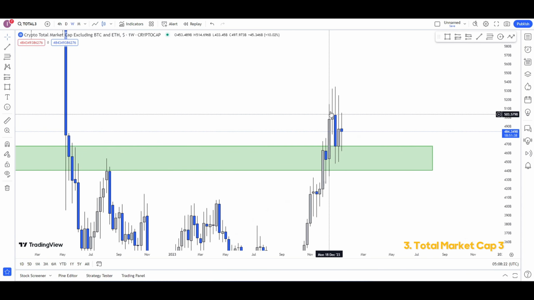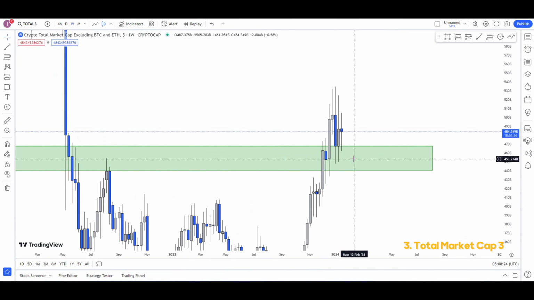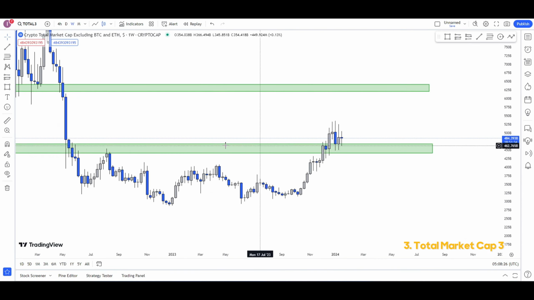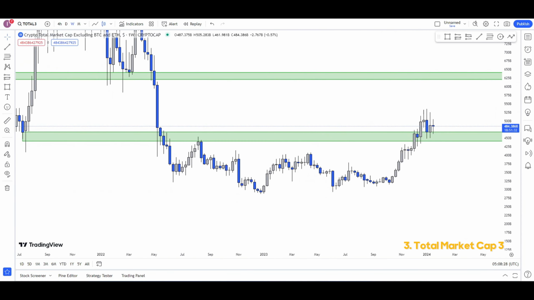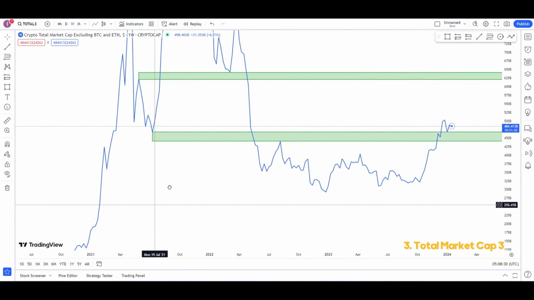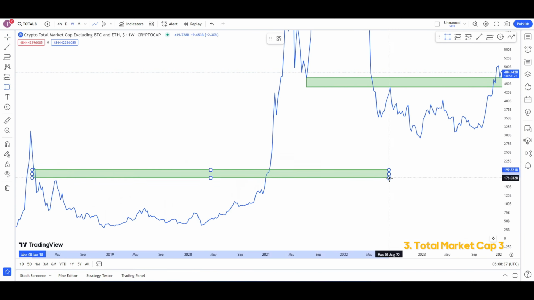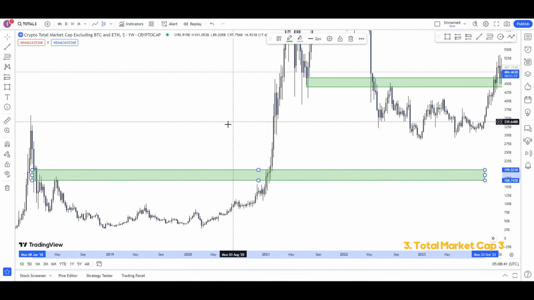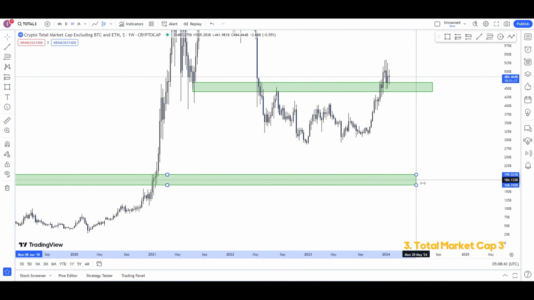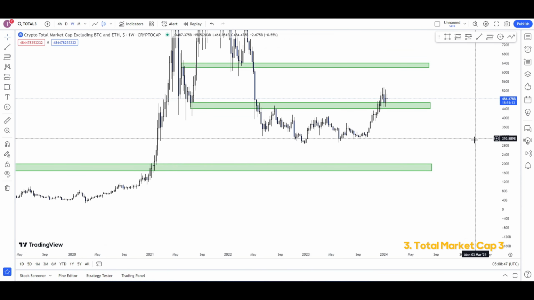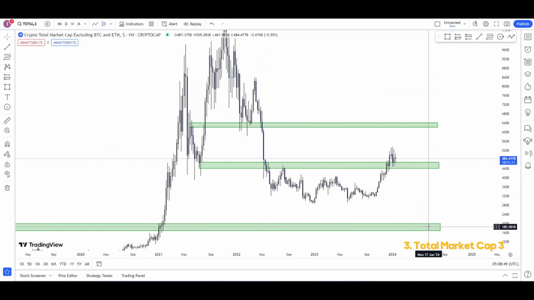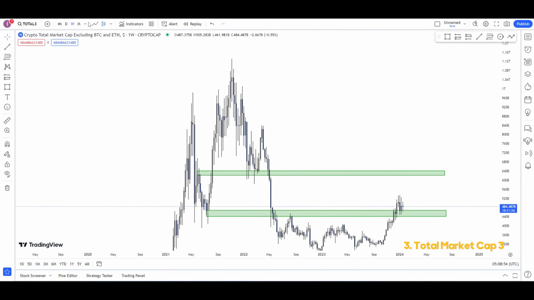After the weekly candle broke this zone, we have two zones here, the first zone and the second zone. There are actually many more zones, but I won't go into them today. So we have zones at this area, and zones like this have not been respected, meaning that altcoins have the potential to come back to this area.